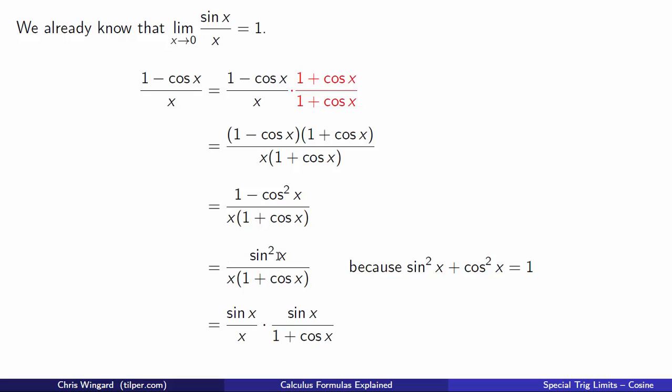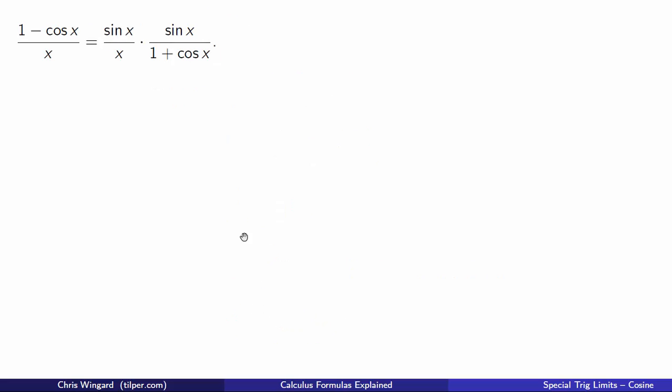And now what I want to do is split apart my sine factors. I'm going to write this as sine of x over x times sine of x over 1 plus cosine of x. All this stuff that's squished together, I'm just pulling apart into this multiplication. So what we've just seen is that (1 minus cosine x) all divided by x is sine of x over x times sine of x over 1 plus cosine of x.